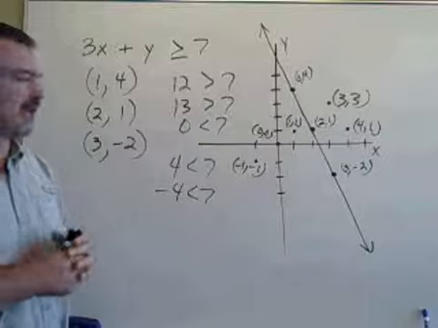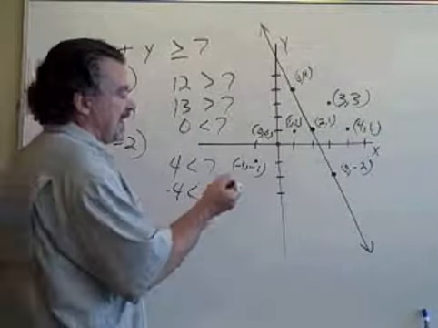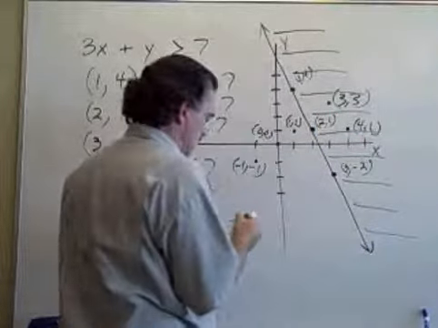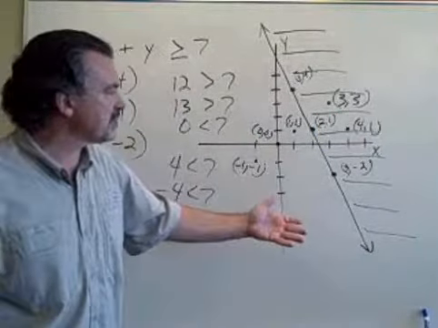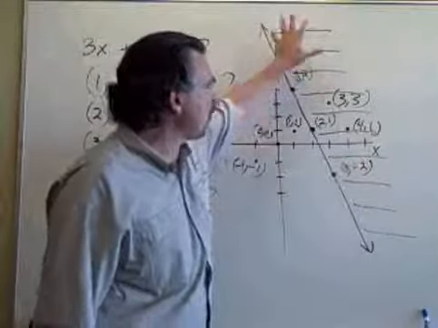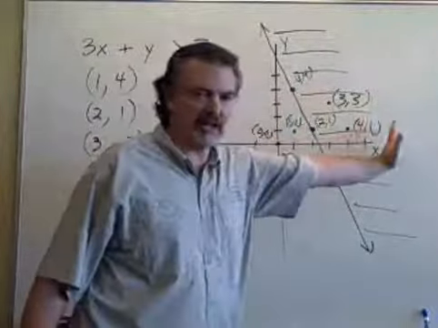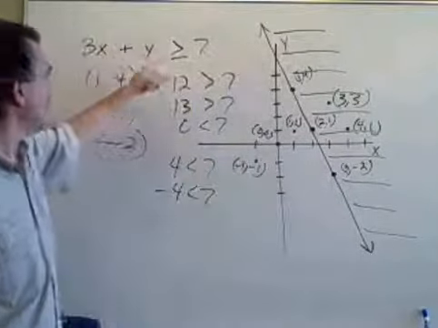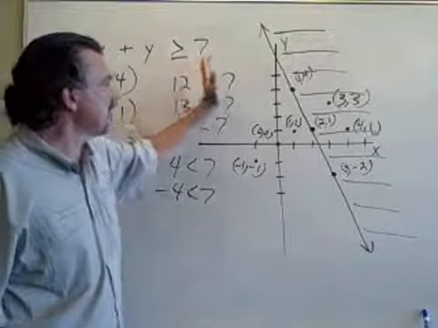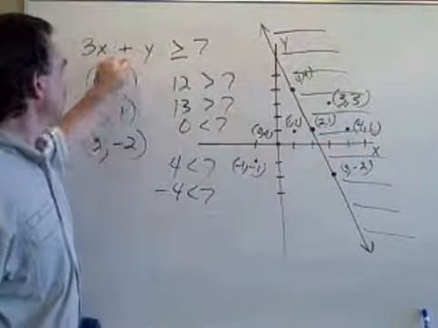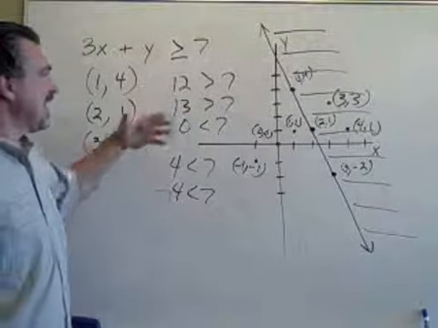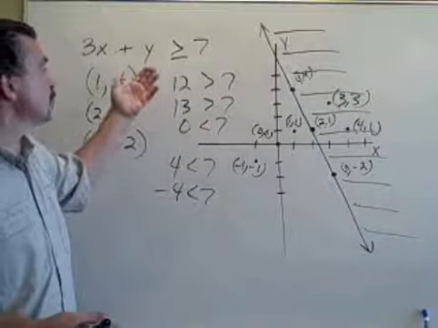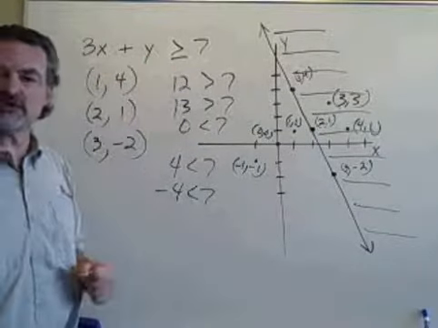So how do we show that graphically? The way we show that graphically is by what we call shading or marking this side of the line. And what we are graphically expressing is that all of these points, the line and the points on this side of the line, make that inequality true. The points on the line make 3x plus y equal to 7. The points to the right of the line make 3x plus y greater than 7. And this is how we express the solution set to a linear inequality in two variables.